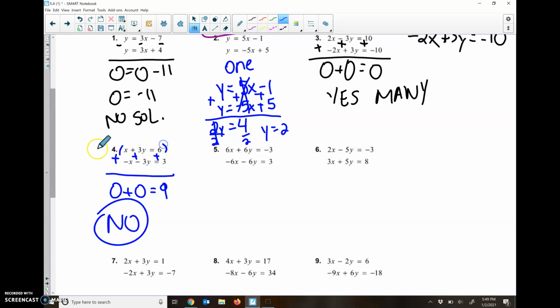And kind of the same thing, if I multiplied here by -1, I would get the same x's, I would get the same y's, but I wouldn't get the same number. So -6 and +3 aren't the same, so that's not going to be the same here.